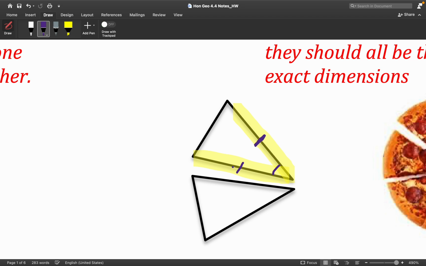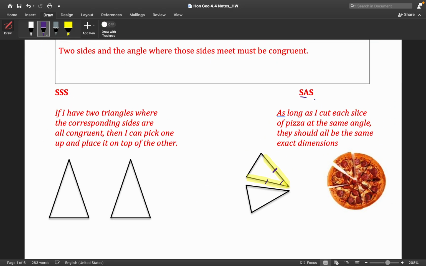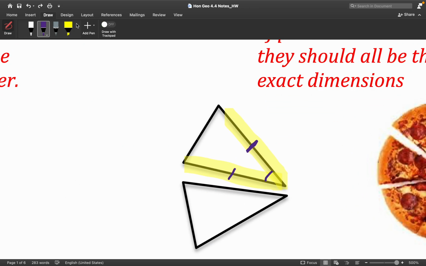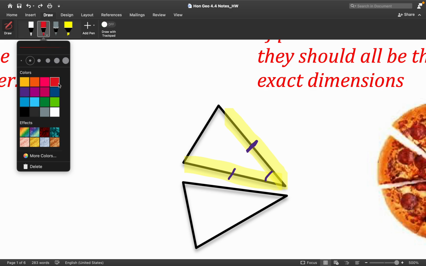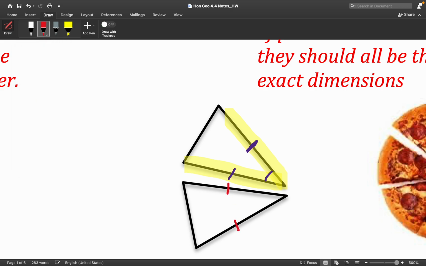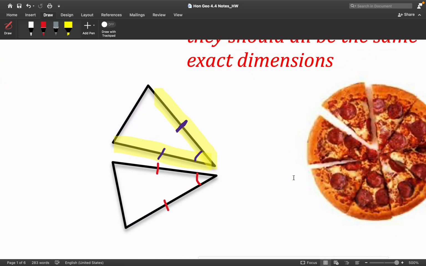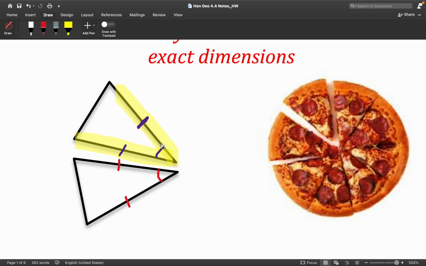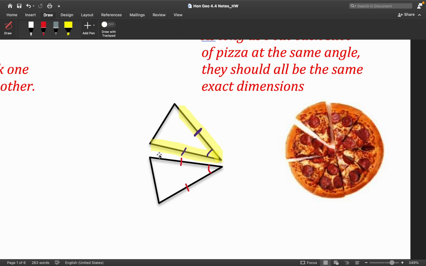Which is why they call it side, angle, side. Because I have two sides and an angle in the middle, and the name says two sides with an angle in the middle. So those two sides and angles would have to match up perfectly. They have to match up with the corresponding two sides and included angle. I always think of like cutting a pizza. As long as I cut this pizza with the same angle in the middle, then the pizza slices should be the same. If I start cutting with a big angle in the middle, I'm going to have different pizza slices.